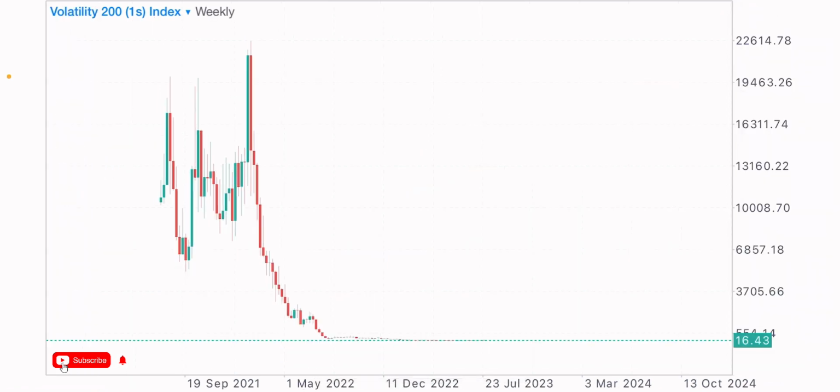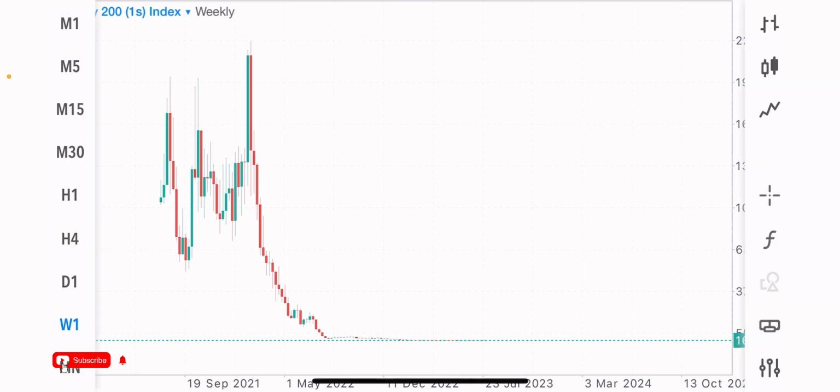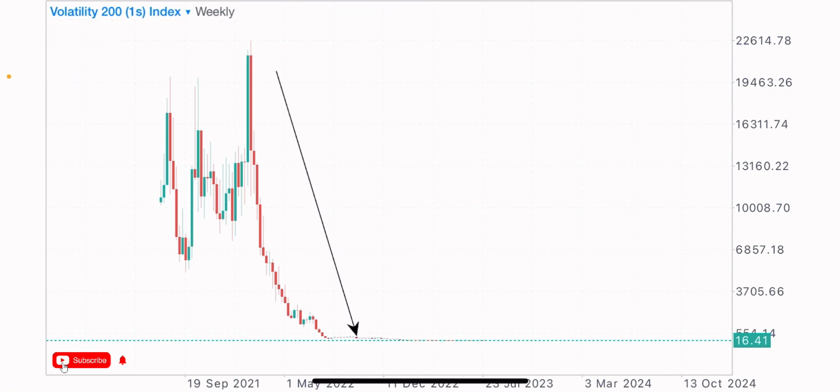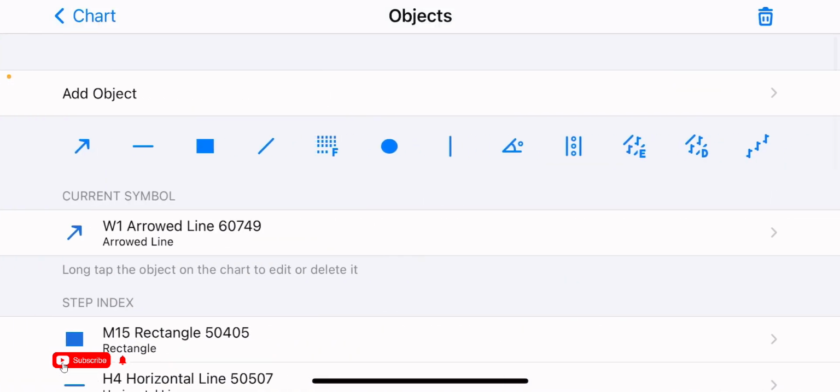On the weekly time frame on V201S index, we've seen that the market has been bearish, creating lower highs and lower lows, heading to the downside in the market direction. That's the first step: identify the market direction on the high time frame. Then we identify our levels and zones. Now let's identify our levels.